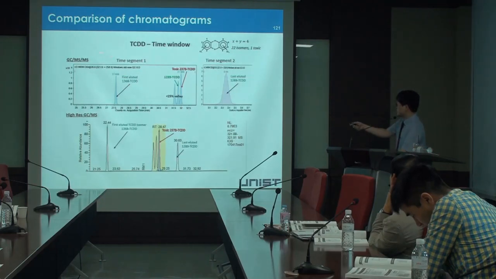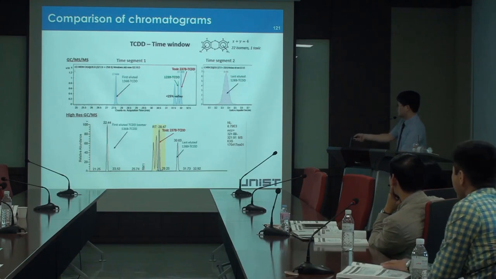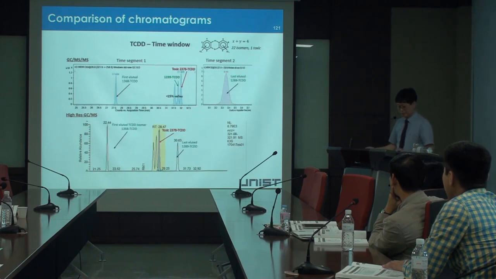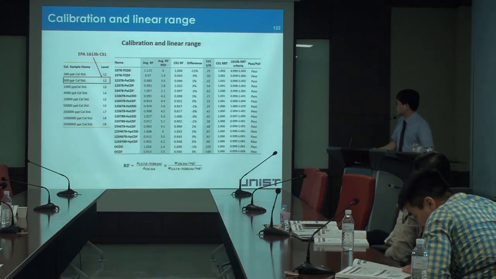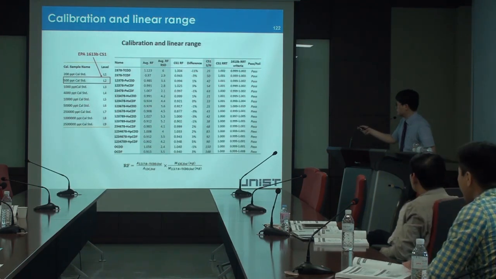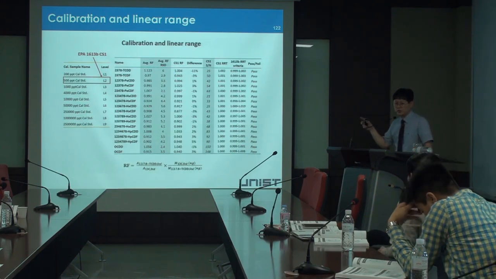So this is the GC-MSMS chromatogram. The peaks are separated well. And this is a high resolution GCMS, so the comparison shows good results. And this is some calibration and linear ranges. They also provide very low relative standard deviations, RSD. And the signal to noise ratio of CS1, the low concentration calibration standard, shows a high enough signal to noise, above the guideline of 3 or 10. So they show a high level.